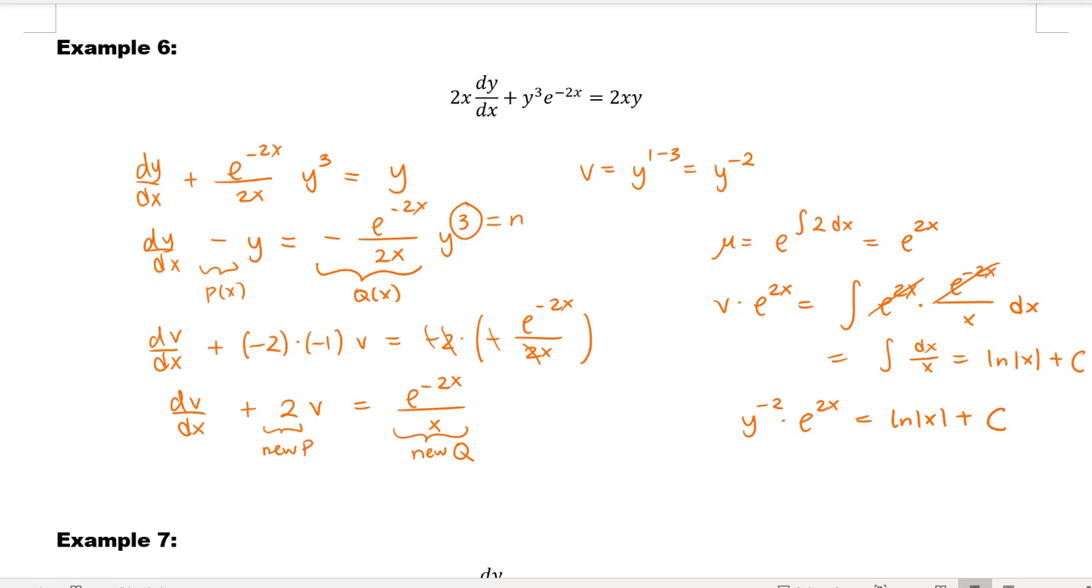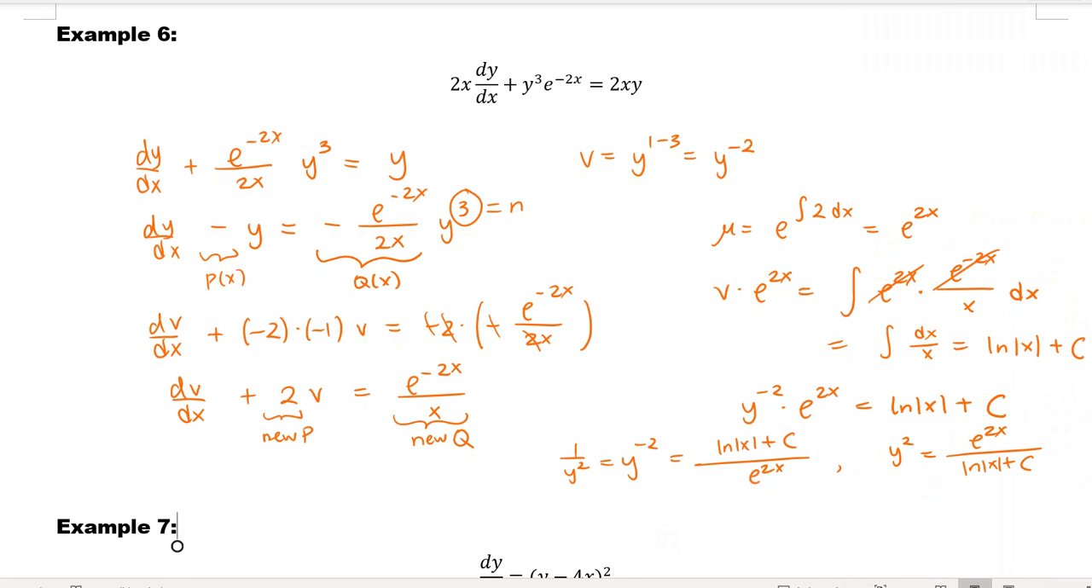So far, so good, everyone. Do you want to know how to solve for y? You have both sides divided by e to the 2x, and this means 1 over y squared. So for y squared, you flip the right-hand side, and then you take the square root. When you take the square root, you get plus or minus. This is how to solve for y. Do you have the same answer?